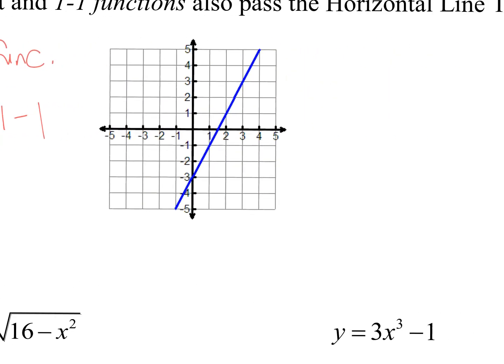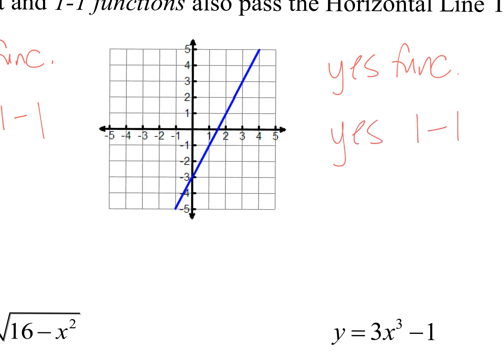Okay, so let's analyze this one. This is just a straight line. So vertical line test everywhere. Yes, it passes. So yes, this is a function. That's review from last chapter. But let's talk about the horizontal line test. Is there anywhere I can draw a horizontal line and touch the graph more than one time? No, so yes, this is one-to-one as well because it passes the vertical line test as well as the horizontal line test.